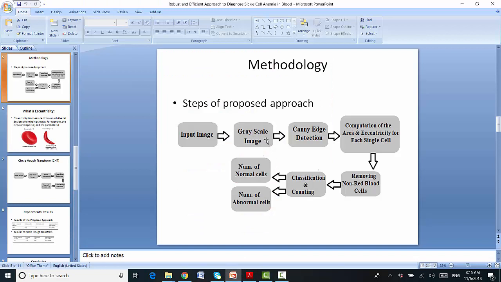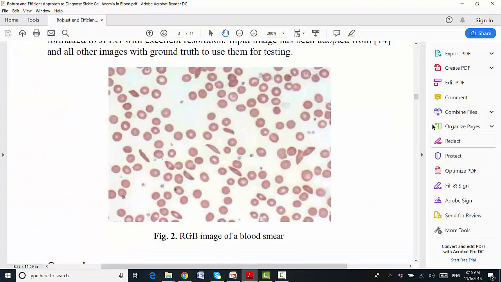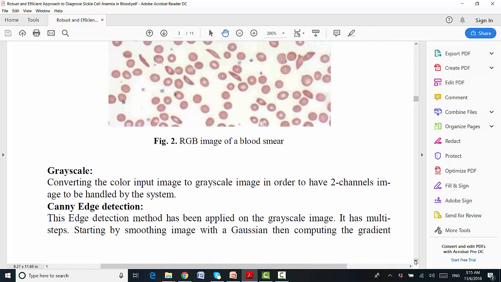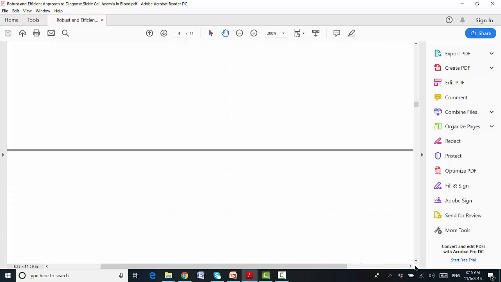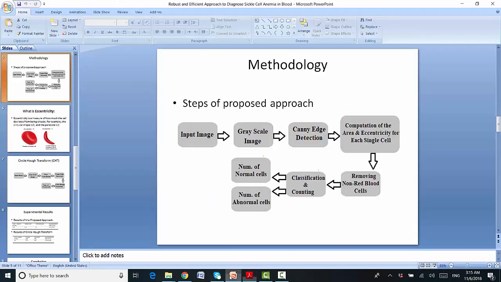And the second step is to convert the input image to a grayscale image. So to move forward, we convert it, and then we apply Canny edge detection to get the edges, and then we calculate the area and eccentricity for each single cell.